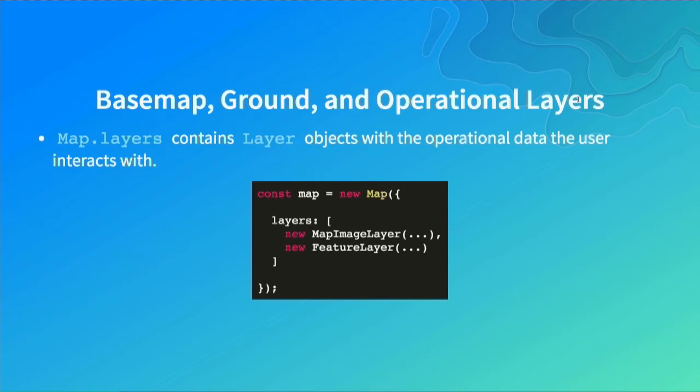So layers, let's talk about operational layers. And like we kind of said, operational layers are anything not base map, not ground. So this is going to be any map image layers, KML, feature services, graphics layer, anything like that is going to be constituted as an operational layer. And that's all in an object on the map called layers. And you could either define these when you initialize the map, or you could define them after you create the map. It's up to you how you want to start adding these different layers to the map.